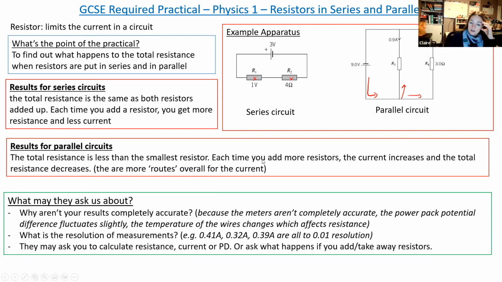That's for parallel. Each time you add more resistors, the current increases, and the total resistance decreases. Well, let me get that right. Each time you add more resistors, more traffic jams, the current increases, because you're slowing it down, so there's more there, and the total resistance decreases. There are more routes overall for the current.